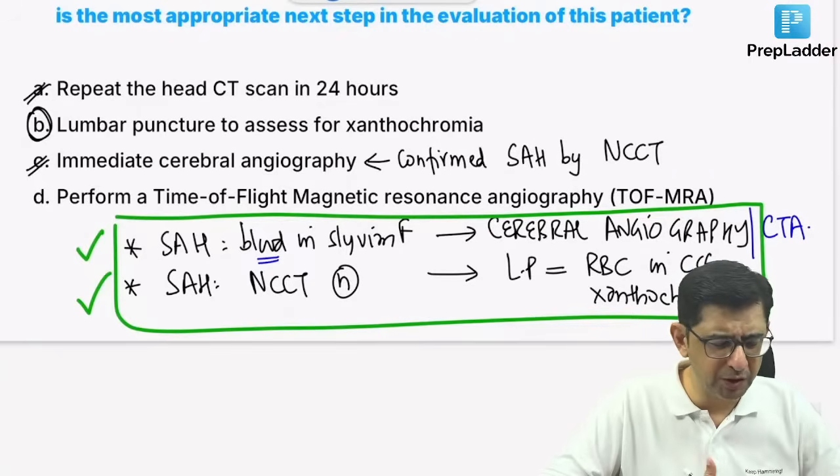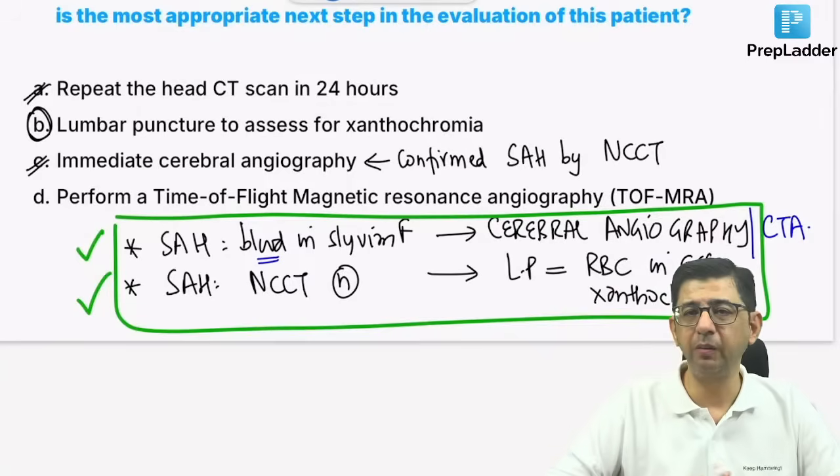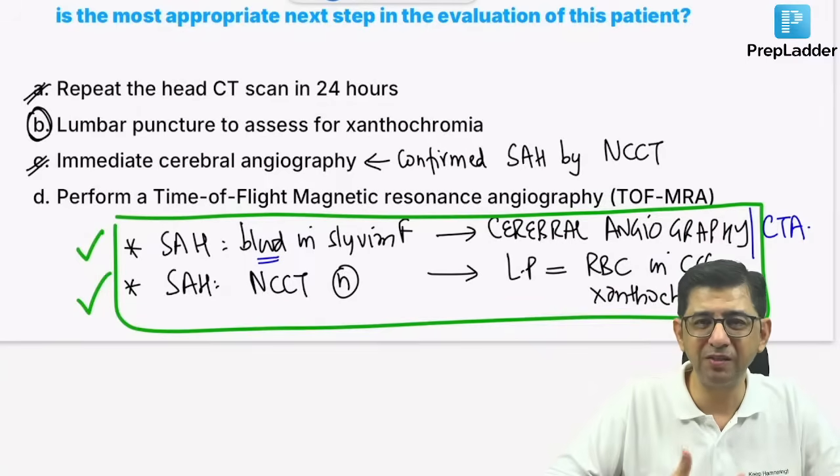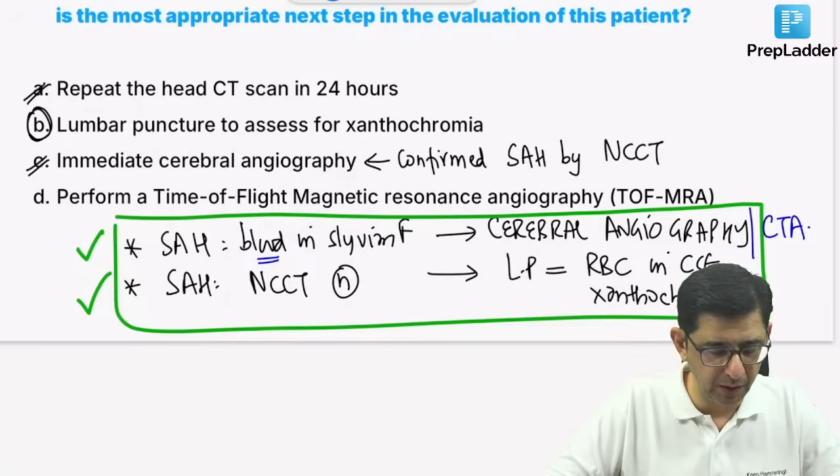Yeah, QT changes, troponin elevation that we've discussed, that is in sympathomimetic stimulation, because excessive catecholamine release is occurring in the patient, which is why this would be answered in the patient.